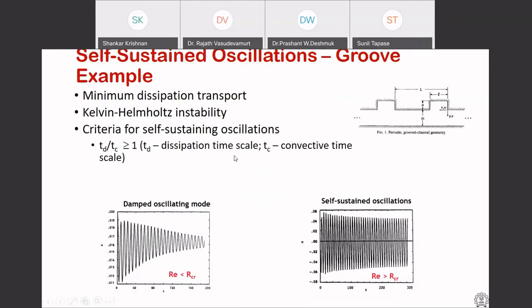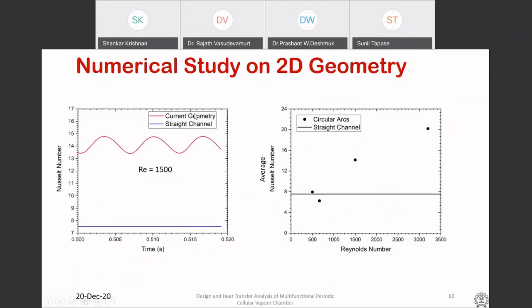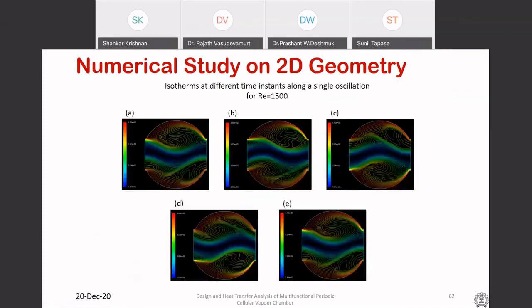Sir, just one small question here. In the previous graph, it's almost like a sine wave. Does it have any relation with the speed at which the fluid is traveling through the duct? Yeah, it does. I didn't go into those details. It does have a very strong dependence on Reynolds number.